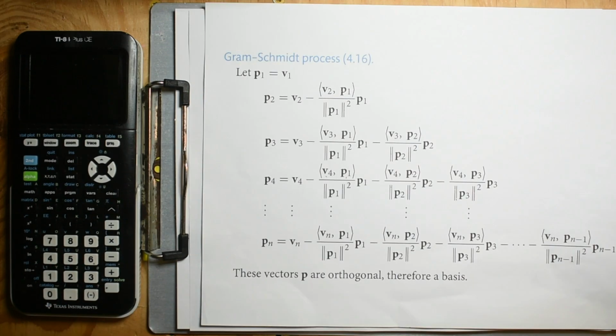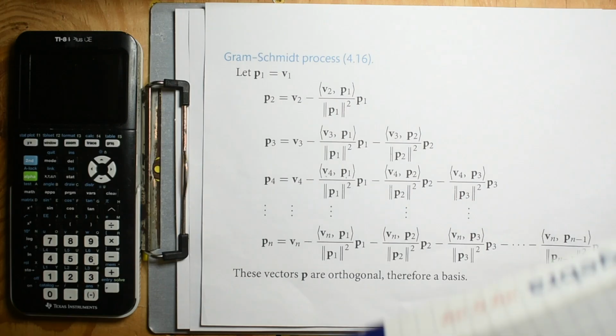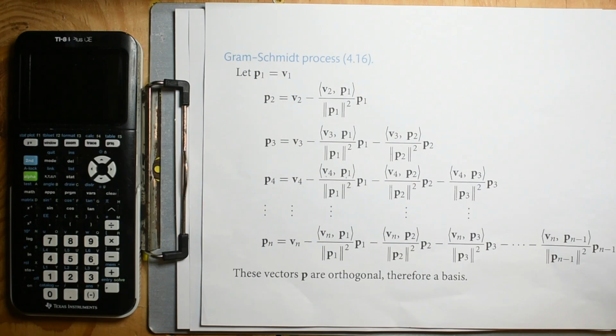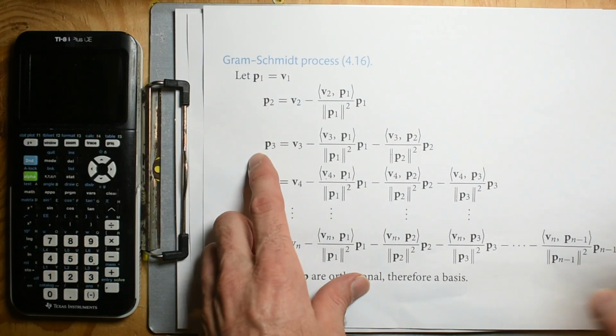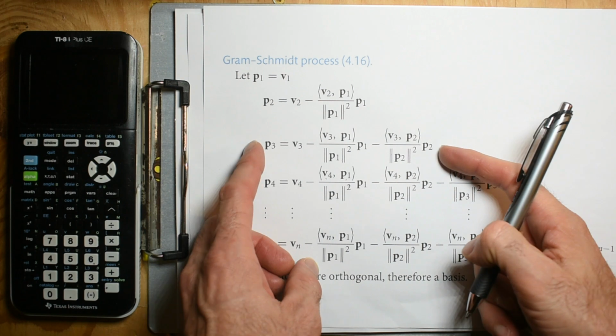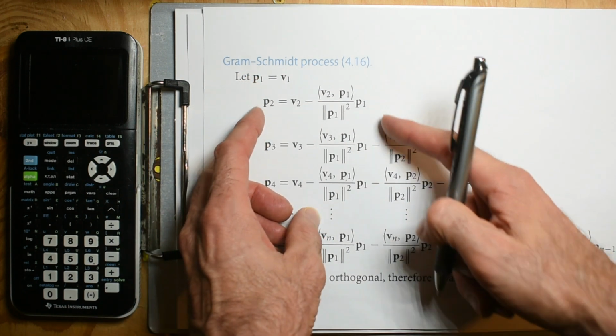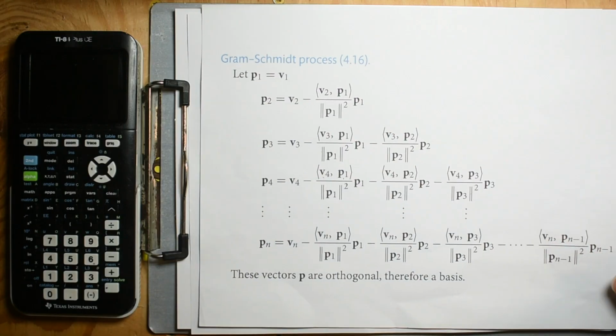Booyah! Alright, hell yeah. So we're going to do some linear algebra. We're going to do the Gram-Schmidt process. And we're going to do this equation right here. So the first one is just straightforward. The second one, kind of tricky. And then the third one, hell yeah.